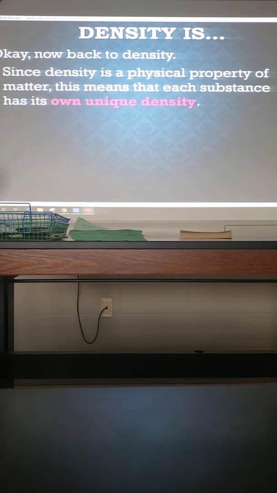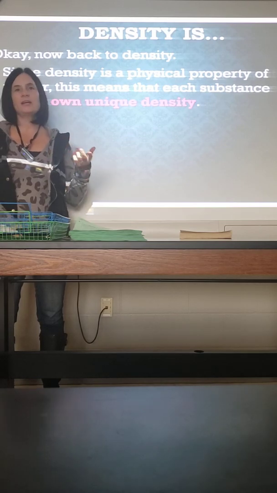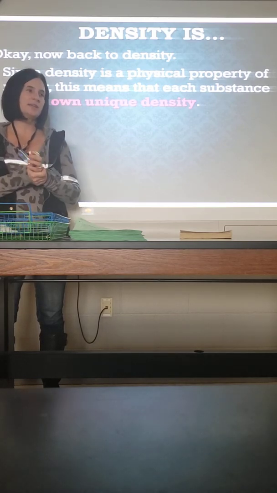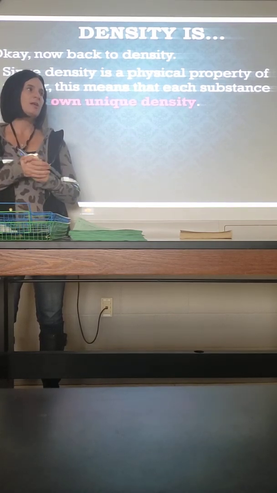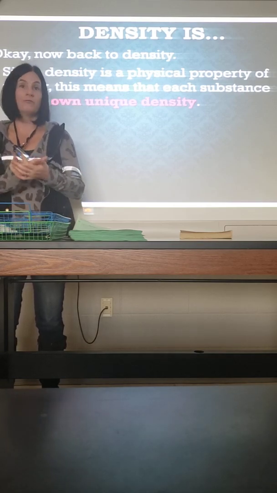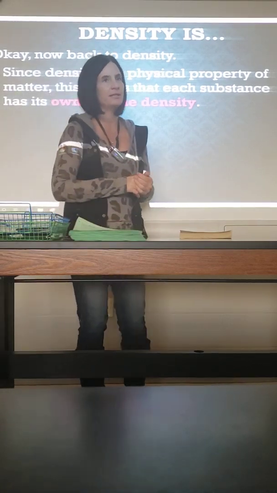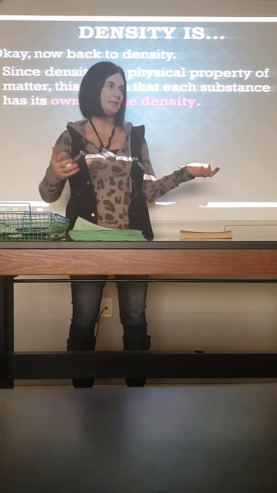This means that each substance has its own unique density. So density is a way to identify. So if I say water has a density of 1 gram per milliliter, that is a unique and identifying characteristic of water. There are charts where you can look up the different densities of all the different elements in our world.